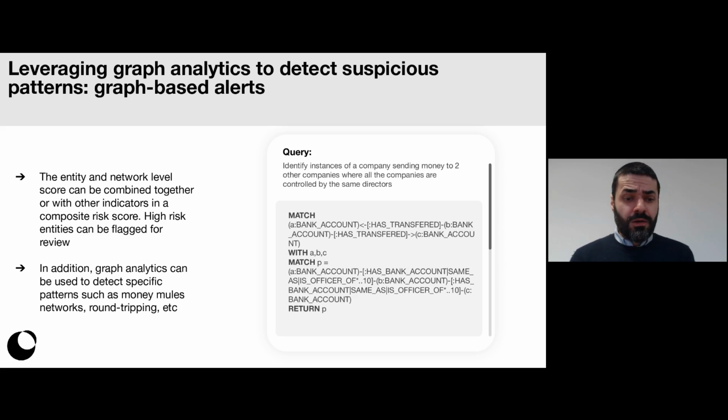In addition, graph analytics can be used to detect specific patterns, such as money mule networks, round-tripping patterns, and more. On the right, you have a bit of an example. We are trying to identify instances of a company that's sending money to two other companies, where all the companies are actually controlled by the same directors. It could be a pattern indicative of money laundering, and it can be described and detected at scale with graph analytics.